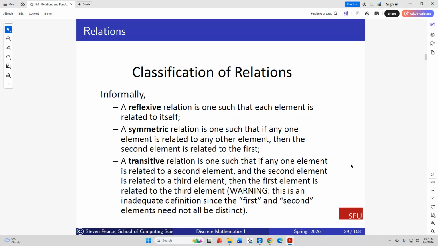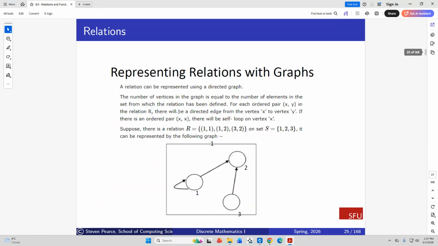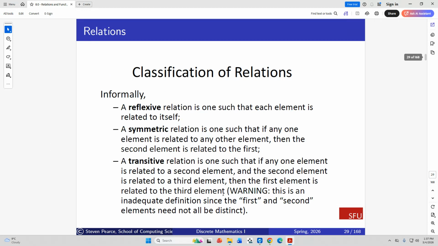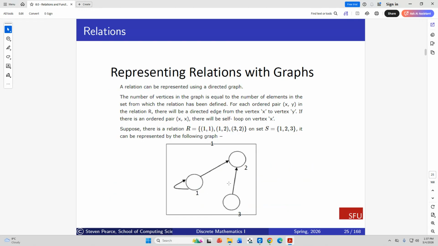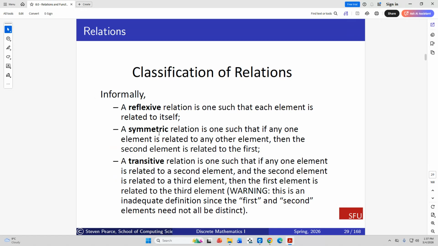Classification. So informally, here we go. This is the stuff you really have to know. A reflexive relation is one such that each element is related to itself. So this relation right here is irreflexive. It is not fully reflexive. It means at least one loop is missing. If it's completely reflexive, that means every node has a loop back to itself. So what I showed you here is actually known as an irreflexive relation. We'll define those later.